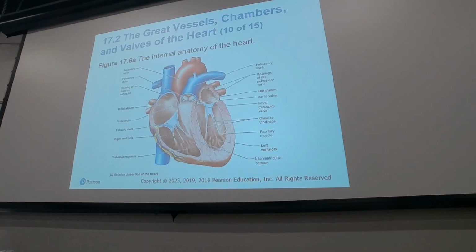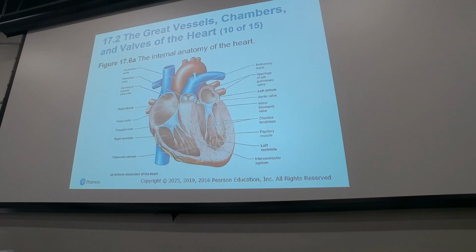So here is the internal structure of right atrium, left atrium, smoother walls, smaller cavities. Then the ventricles, which are here down. This is the interventricular septum. Here's the left wall of the heart. This is the right wall of the heart. These are the papillary muscles. We have 2 on the left, 3 on the right.